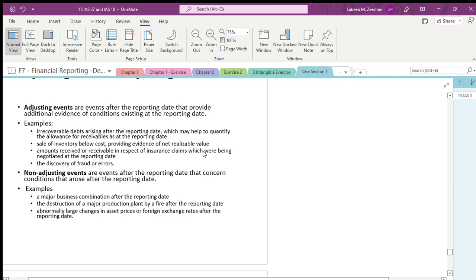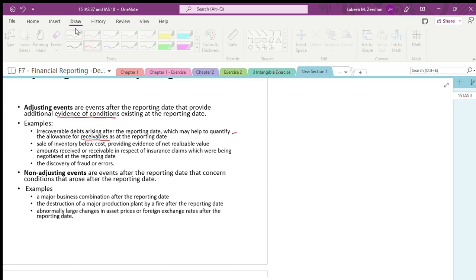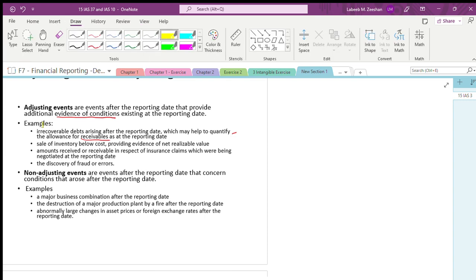What are the adjusting events? Adjusting events are those after the reporting date that provide additional evidence of conditions. It's not so easy that you are going to adjust the events. Irrecoverable debts, bad loans. If you are talking about loan losses, which may help quantify the allowance for receivables at the reporting date, it means definitely they will wipe out the receivables. Receivables is always on the hit list. Very simple.